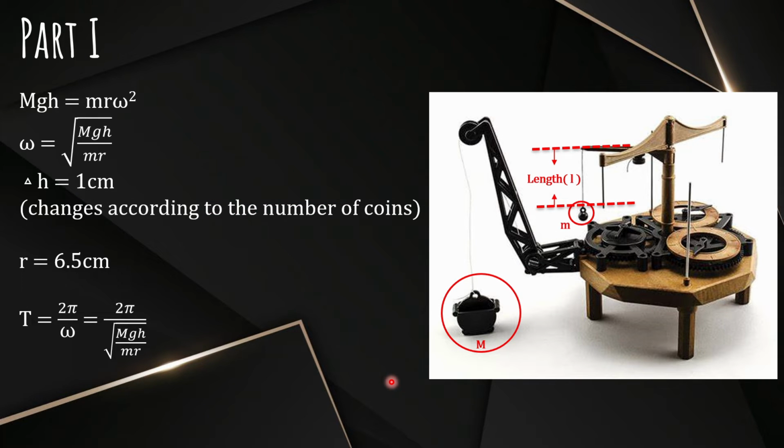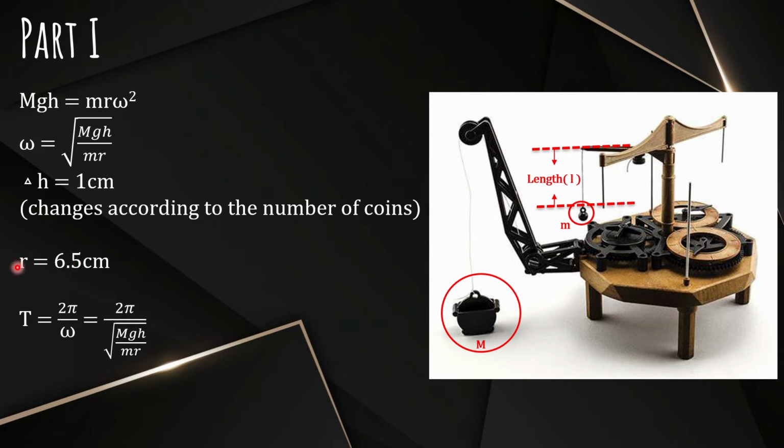Part 1 is potential energy transferred into circular motion. When the capital M drops, the potential energy decreases and increases the circular motion of this little ball. So we get this equation, which is the potential energy transformed to circular motion. So we get omega equal to the root of this, and delta H is the height of the potential energy drop. Delta H will change according to the number of coins, which is according to the capital M.